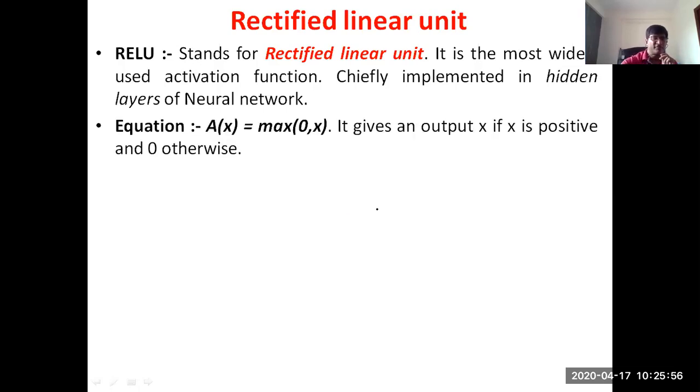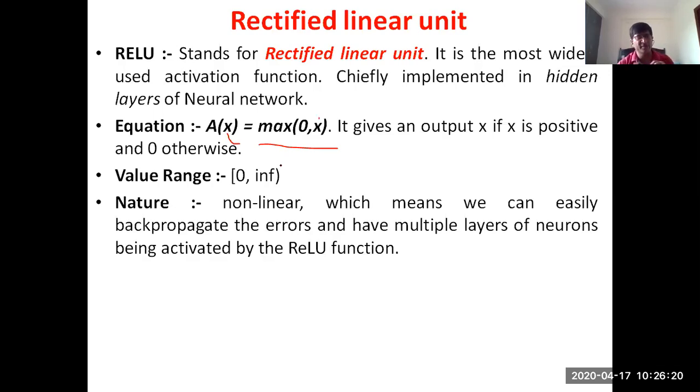Now, the equation of RELU is pretty simple: max(0, x), where x is the input. So it can result in the value of 0 or the x value itself. It gives the value x if x is positive. If the value of x is positive, it is going to give the value itself. Otherwise, it will give you a value of 0, right? So the range becomes from 0 to infinity. And the nature is definitely non-linear. Which also means that we can easily backpropagate the errors as required, with most of the neural networks. And we can have multiple layers of neurons being activated by the RELU function.